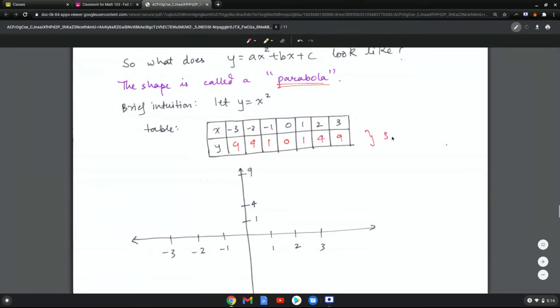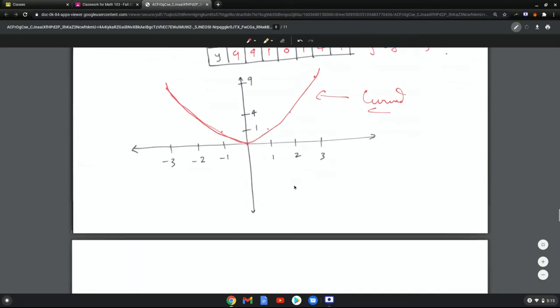So one immediate thing we see is symmetry. The negative values give the same output as the positive values. And if I plot these points, 0, 0, 1, 1, 2, 4, 3, 9, negative 1, 1, negative 2, 4, and negative 3, 9, and I combine them, this is not perfect, but these are curved, right? It's not straight, it's curved. And the shape is called a parabola.